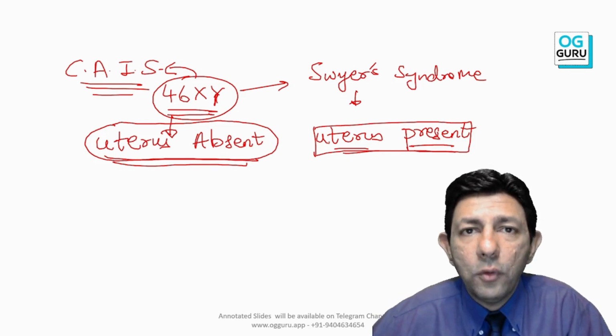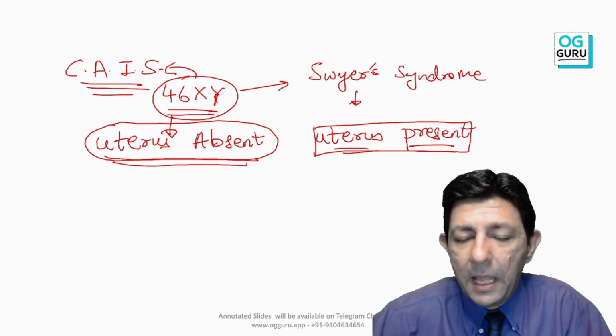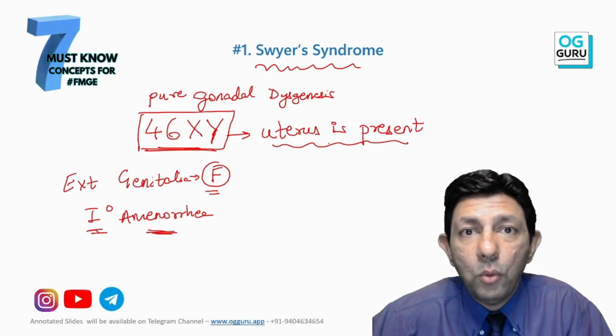So like this, we're going to give you pearls of wisdom. The 7 short concepts will finish in 15 minutes and you will get a lot of information. So this is a virgin MCQ likely to be coming in the upcoming examination.